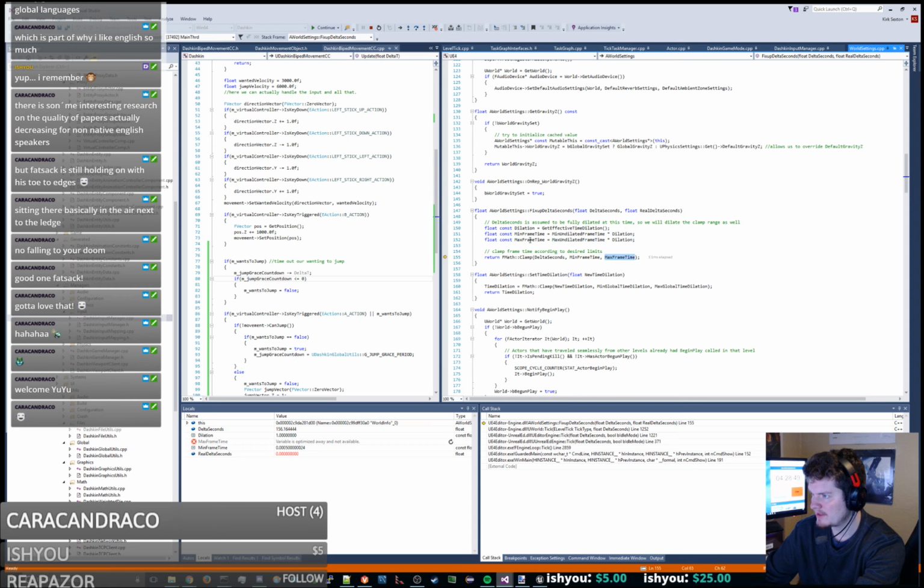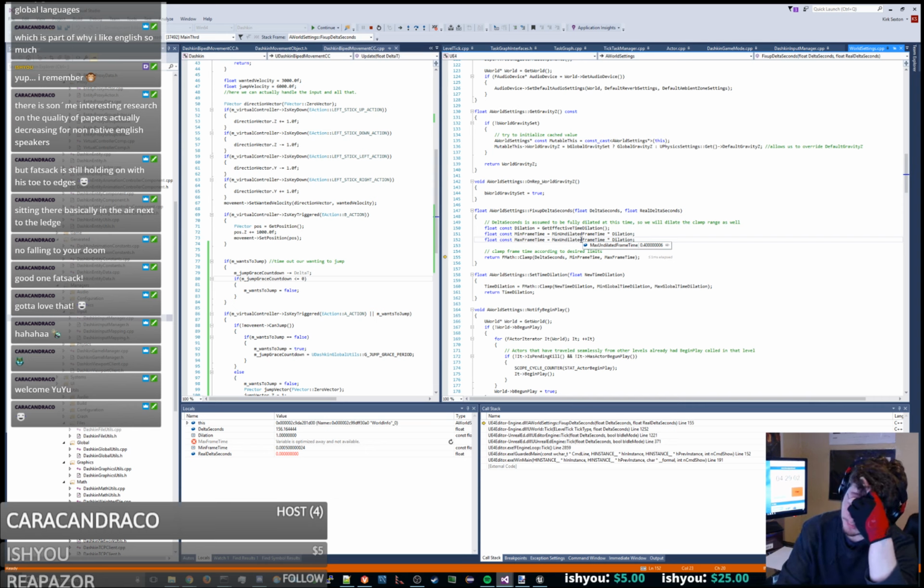And what is the max frame time? Max undilated frame time is 0.4. So that's 400 milliseconds for a frame. So that would be, we're clamping it somewhere right above 2 frames per second. So it's like a 2 to 3 frames per second clamp. I don't really want to clamp that low. I want to clamp at like 10 FPS.